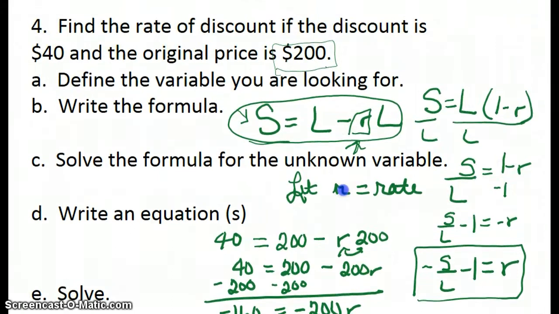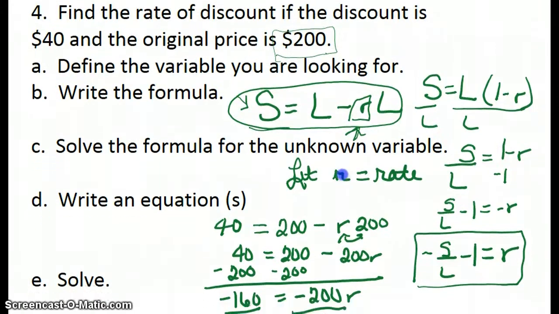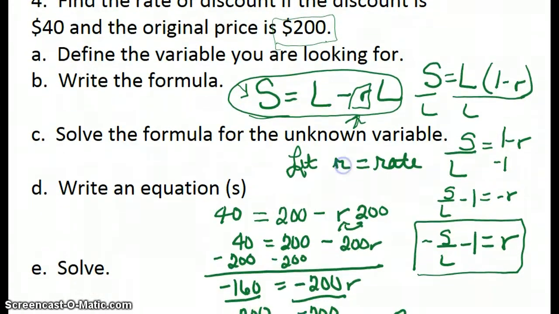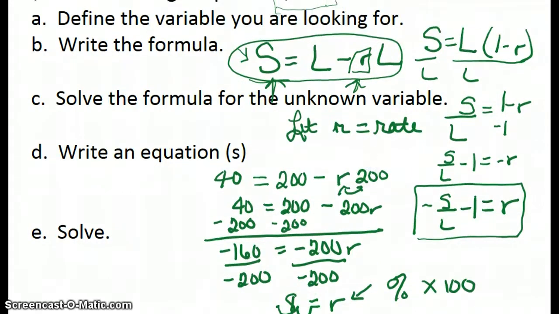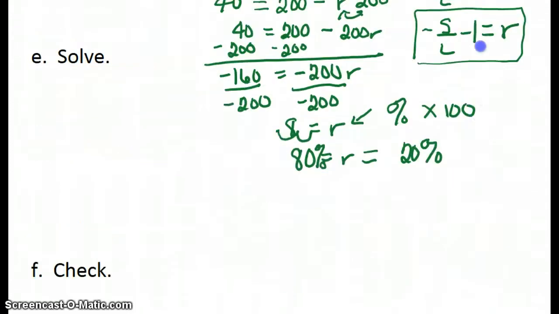Okay, so find the rate of discount if the discount is $40 and the original price is $200. It means it's going to be, well, 80% is what we have as our list. So what does that mean our discounted price was? This is our sale price. That means our discount was 20%. You have to understand that. Okay, do you understand that your rate right here is what you subtracted from here? So you need to subtract that from 100%.